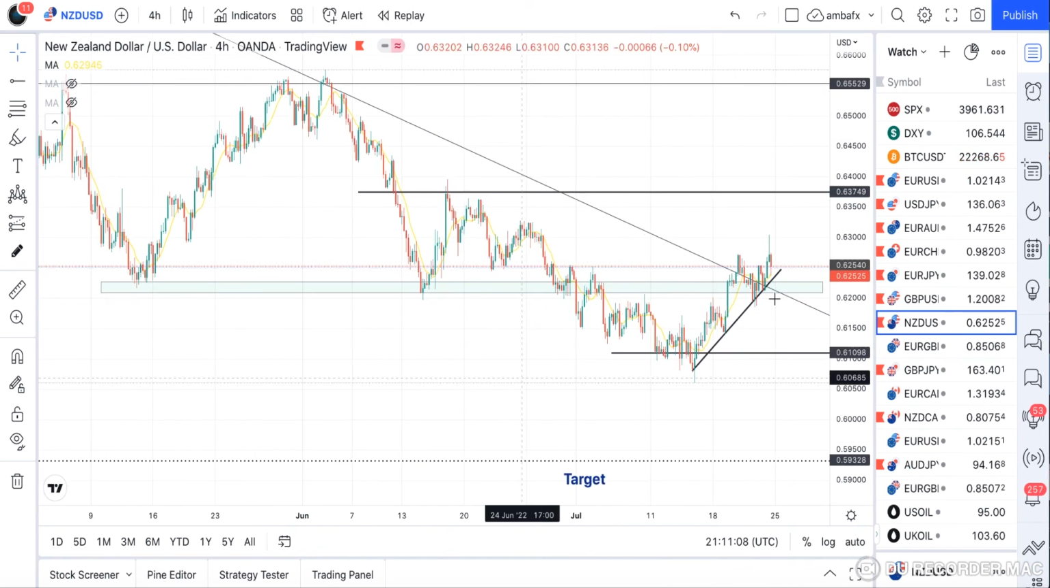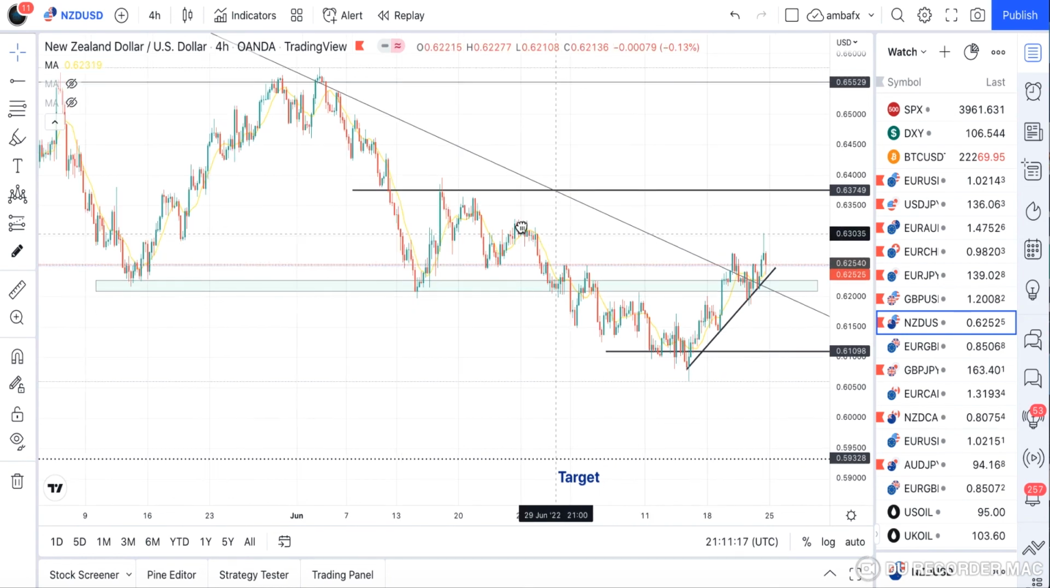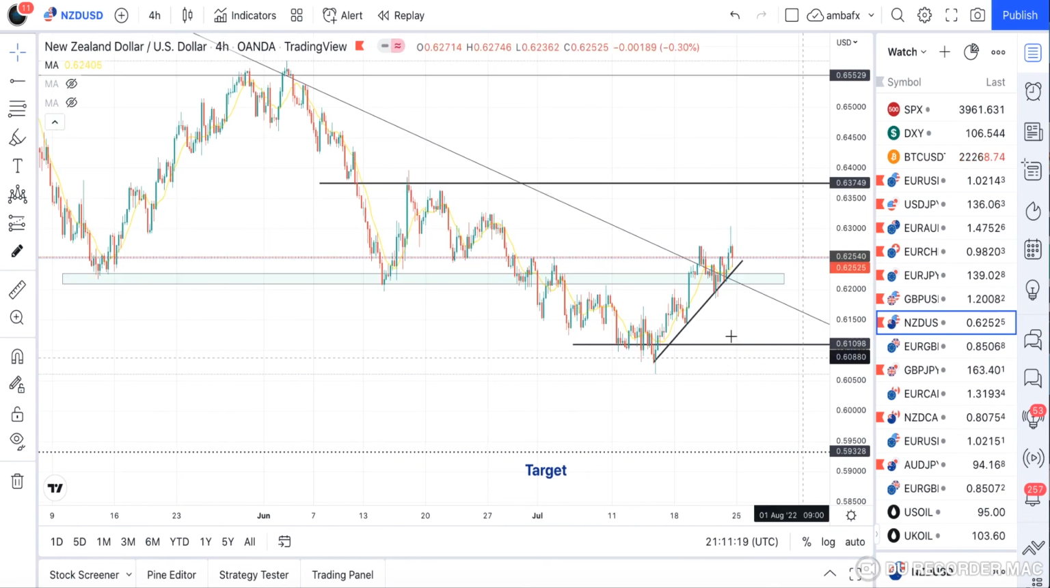But if you're on a bearish bias, you have to wait for this level to break back, so that it will tell you that okay, this is a false breakout. Hope you understand. For now the bias still remains bullish.